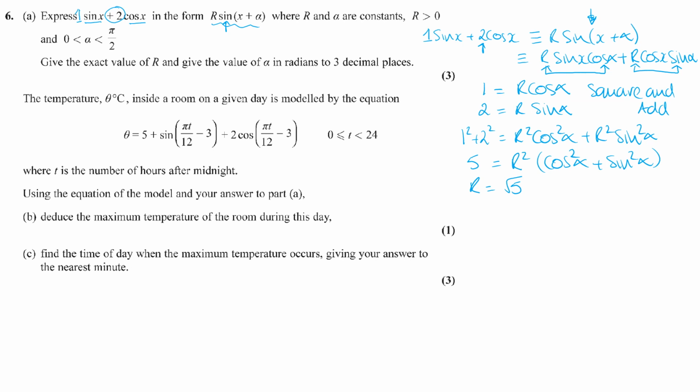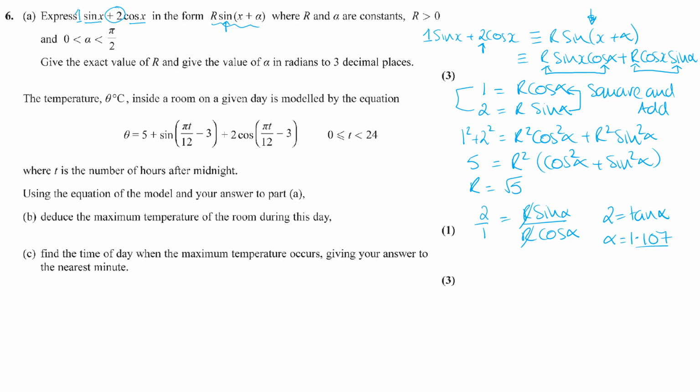And then to find alpha, if you put them in the arrangement of sine over cos, so you do the same on the left, 2 over 1 will equal r sine alpha over r cos alpha. The r's will cancel, and we'll get that 2 is equal to tan alpha. So with your calculator in radians, inverse tan of 2, alpha comes out to be 1.107.